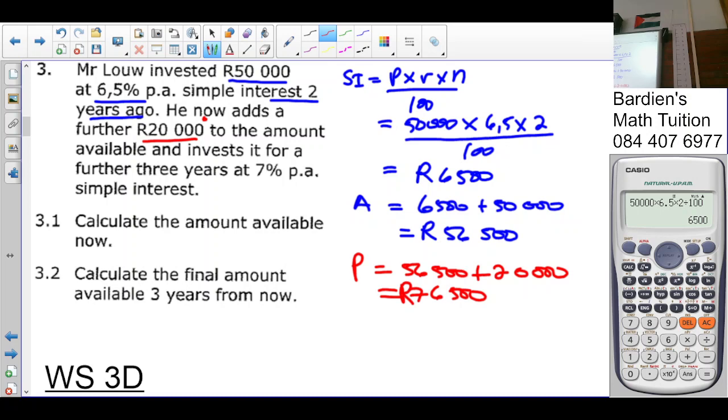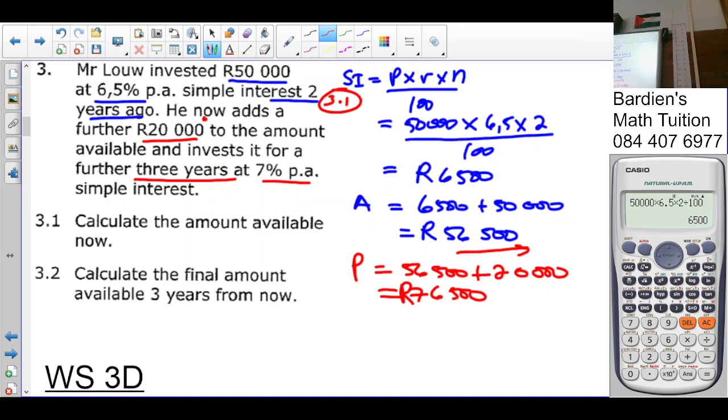So the 20,000 rand is invested for a further 3 years at 7% per annum simple interest. We were told Mr. Lowe invested at 6.5% simple interest for 2 years. So currently, this is what he is standing on. So this is the answer to 3.1. You all agree with that?